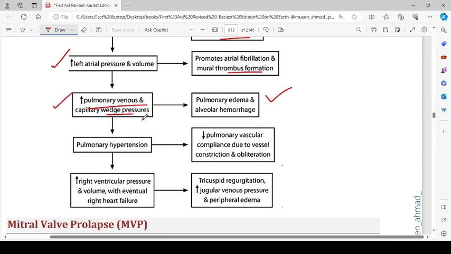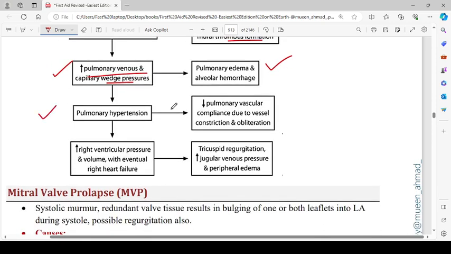Now, this increased PCWP will lead to pulmonary hypertension, with decreased pulmonary vascular compliance due to vessel constriction and obliteration. Pulmonary hypertension can lead to increased right ventricular pressure and volume with eventual right-sided heart failure. Again, you can see that left-sided problems are the most common etiology for right-sided heart failure. This can cause tricuspid regurgitation, increased jugular venous pressure, and peripheral edema.